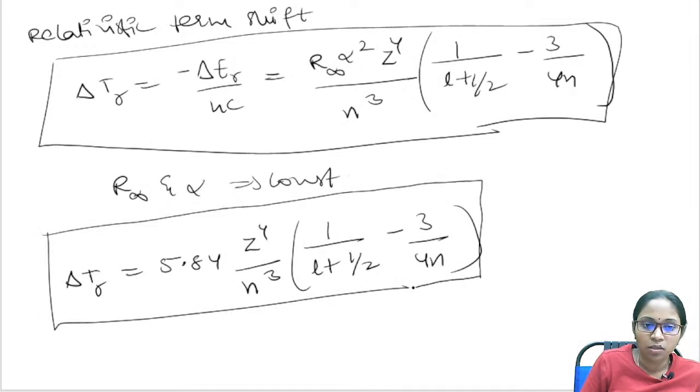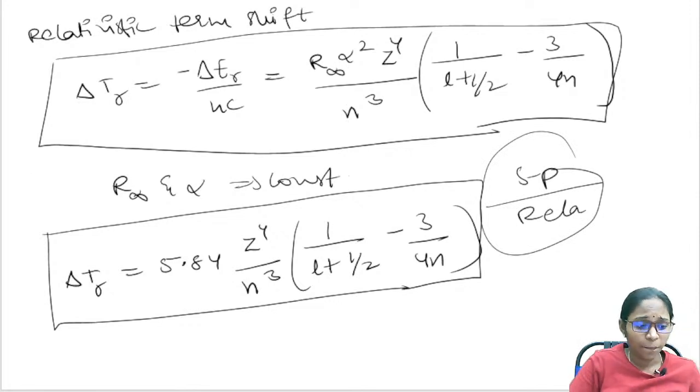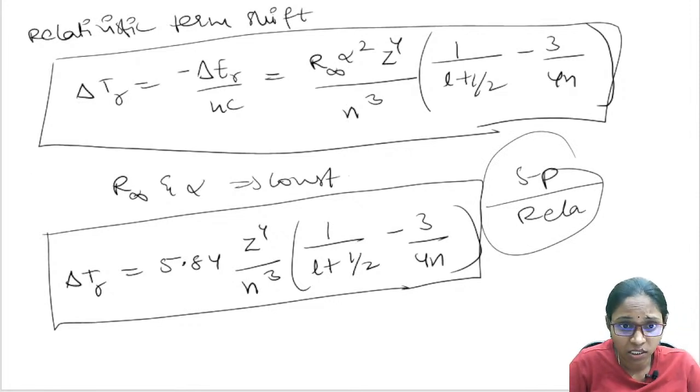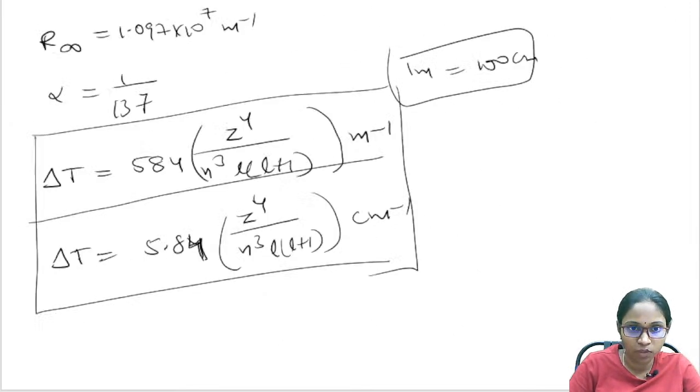There will be a change in energy due to spin orbit interaction as well as relativistic correction. In this relativistic correction, we had considered the masses at rest position. And we had two different term shift values: one is due to spin orbit interaction and the other is due to relativistic motion. These are the two different term shift values.